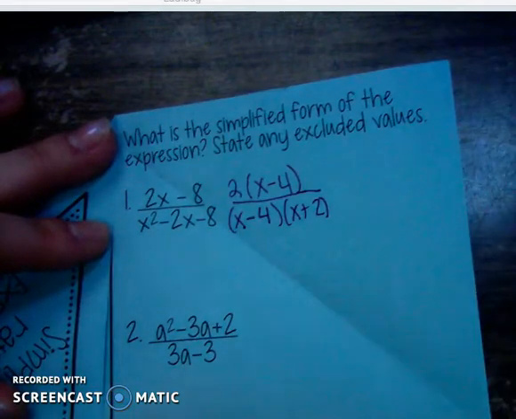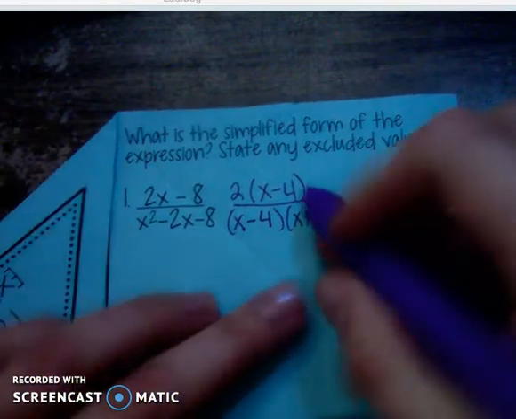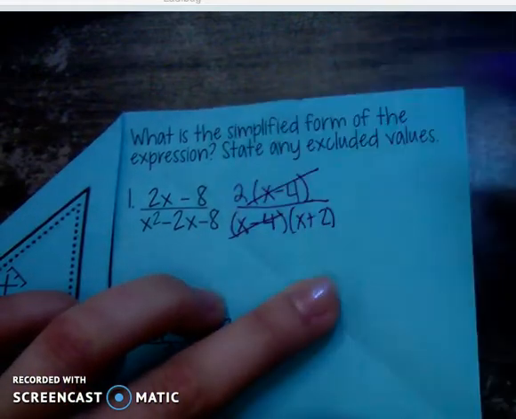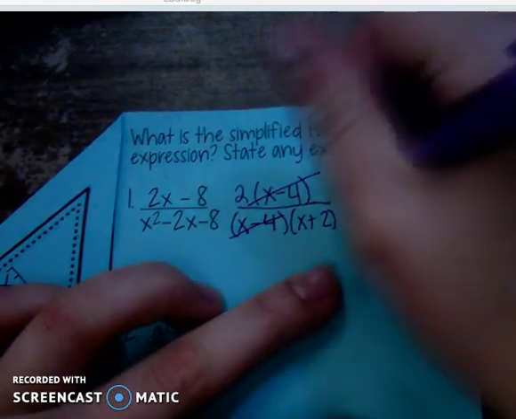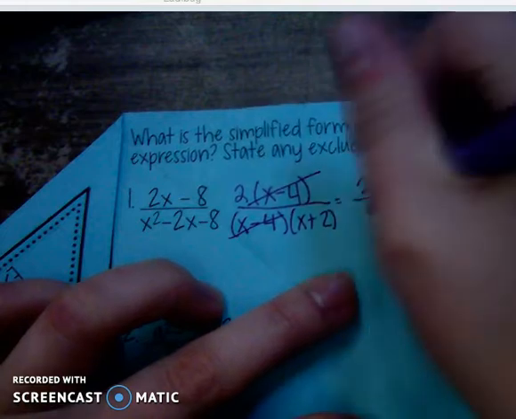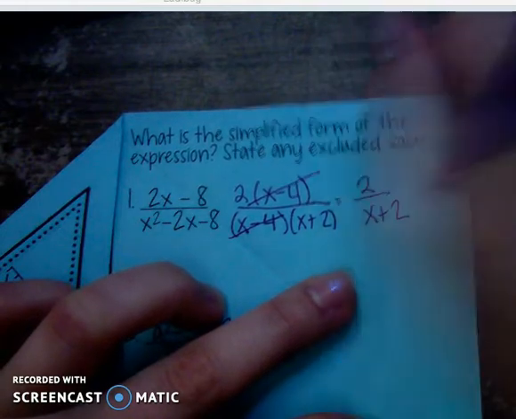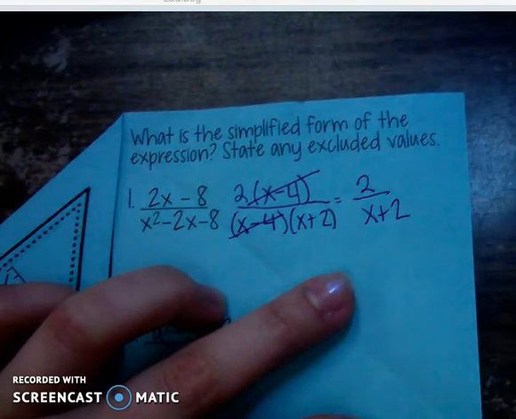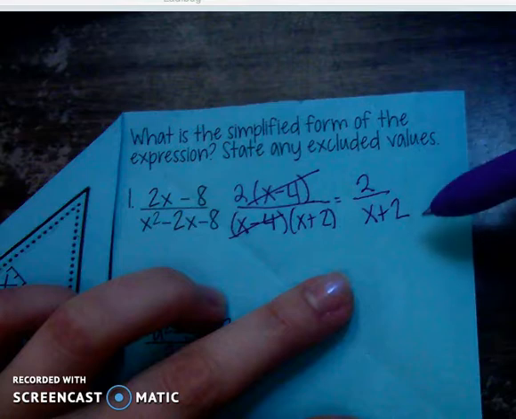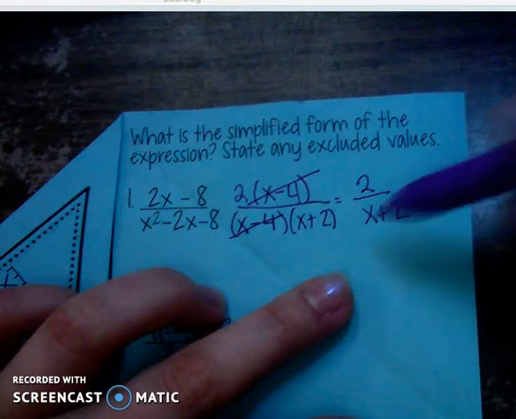All right, now I'm going to cancel out anything that I can on top and bottom. I can divide out that x minus 4. So I'm left with 2 over x plus 2. And that's as simplified as I can go because I can't divide out a 2 from this x.